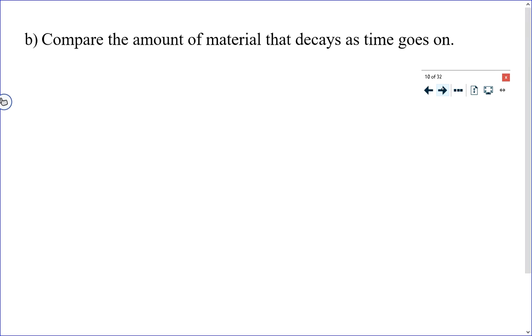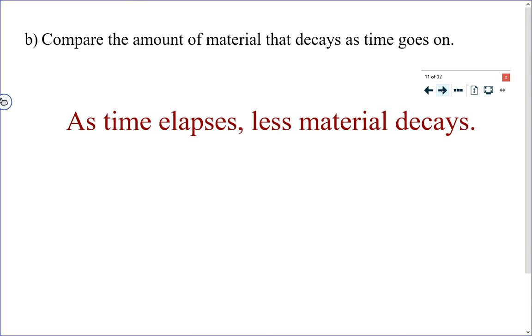Now we're asked to compare the amount of material that decays as time goes on, and essentially the answer to this question is that as you wait a longer and longer period of time, less and less will decay. In the first half-life, 50% of the sample decayed, and in the second half-life, only 25% of the sample decayed. And the explanation for that is that if there is less material there that can decay, there will be less material that does decay.